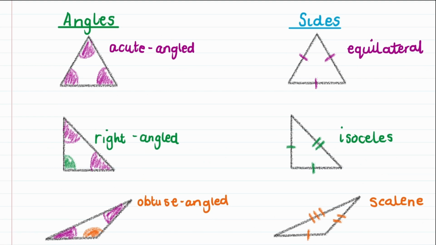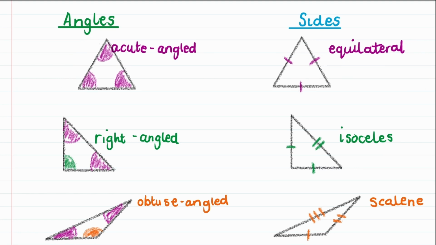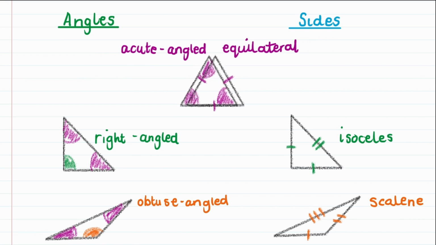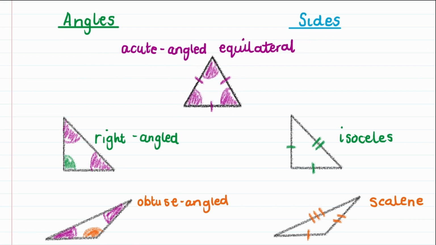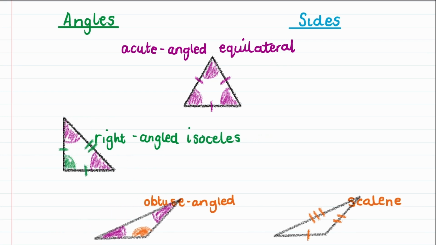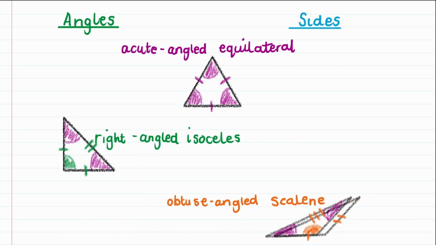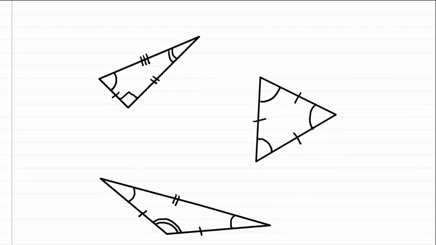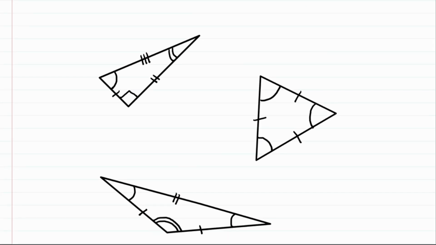Now, when we are asked to classify a triangle according to its angles and sides, we put these two words together. That means that the first triangle is an acute angled equilateral triangle. The second triangle is a right-angled isosceles triangle. And the last triangle is an obtuse angled scalene triangle. Pause the video and use the clues to classify these triangles according to their angles and sides.